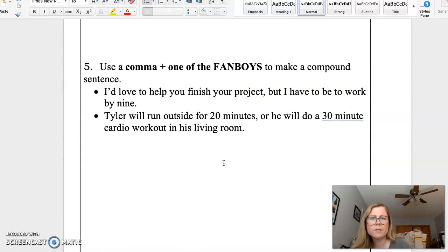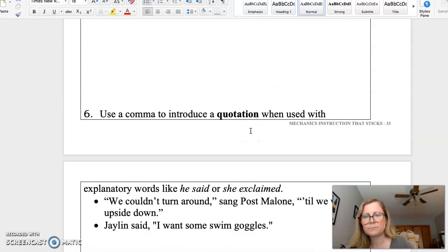Rule number 5, use a comma and one of the fanboys to make a compound sentence. We've talked about this one a lot. Only put a comma before a fanboy if there's a complete sentence after it. So Tyler will run outside for 20 minutes, comma, or he will do a 30-minute cardio workout in his living room, has 2 sentences put together.